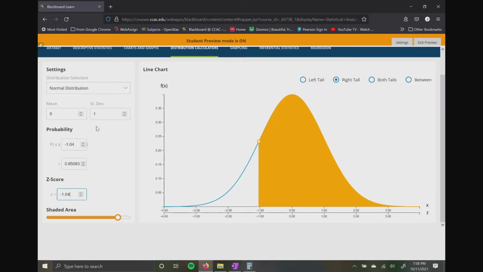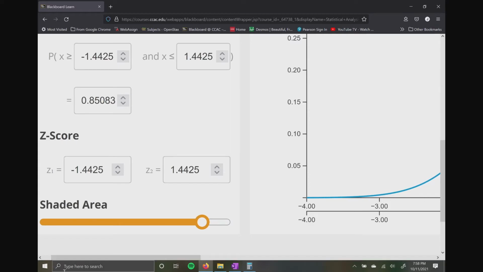Everything stays the same except in the upper right hand corner, we don't want left nor right nor both tails. We want the area between. So when I click on between, notice in the lower left hand corner, we have Z1 and Z2. See if I can zoom in here a little bit. There we go. So all we need to do is just type in what our z-scores are here. So the first one is going to be negative 0.84. And then the second z-score is going to be 1.28.